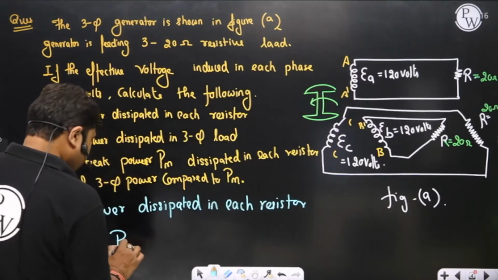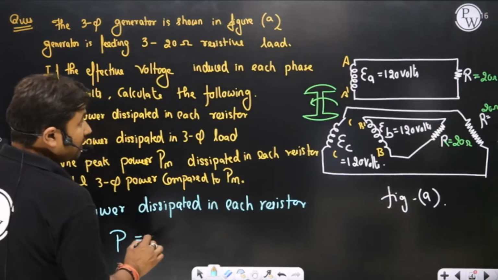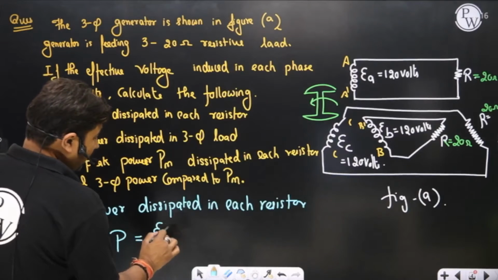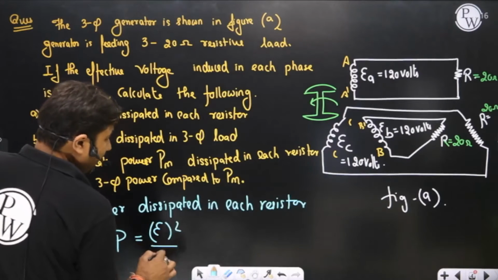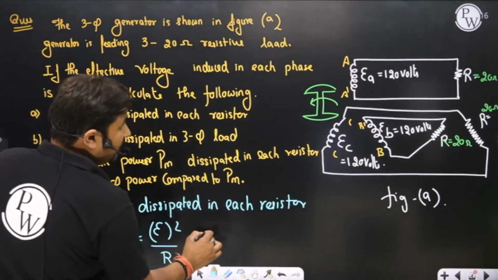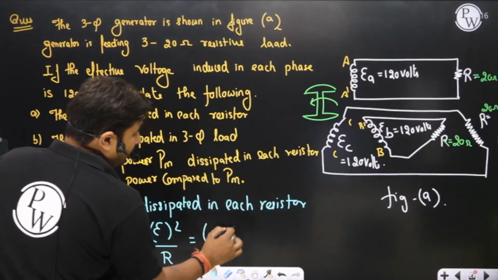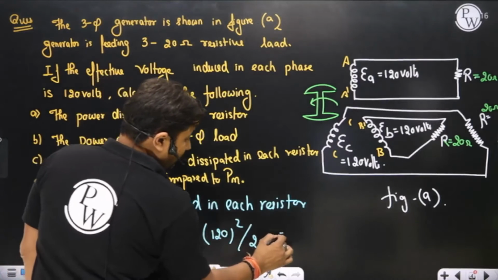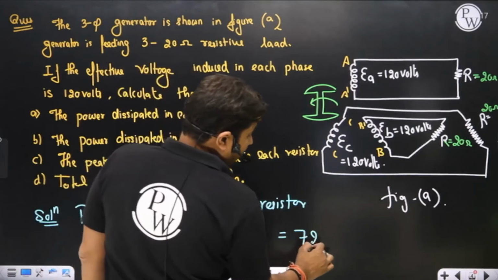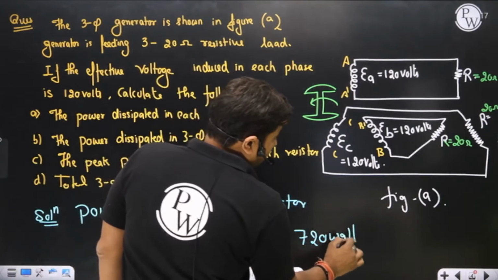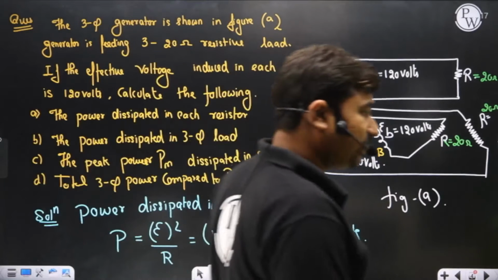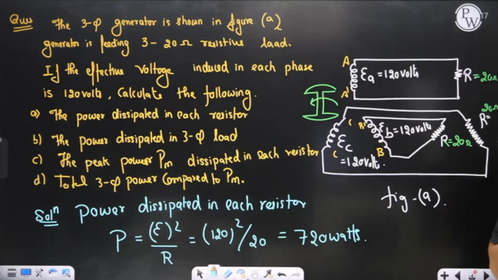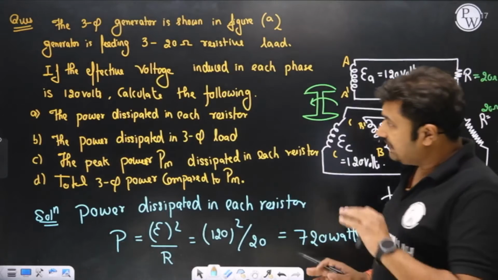Sir, power is equal to EA square, or you can say induced EMF square by R. So this will be equal to 120 square by 20, 720 watts. Hoping all of you are aware of this. Yes, sir. Up to this part, it is absolutely fine. What is the next part?